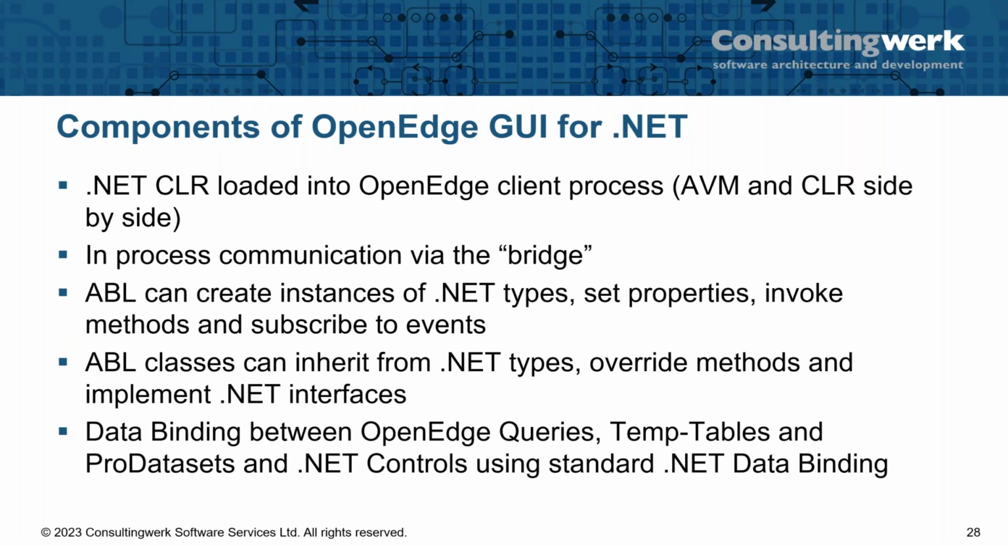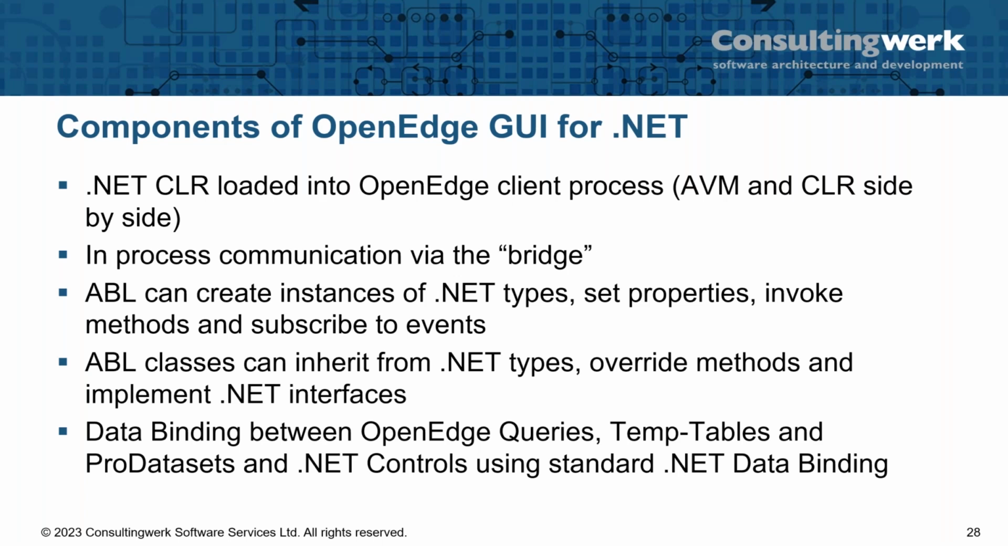What are the components of the support for .NET? Well, the .NET runtime, the CLR, Common Language Runtime, is loaded into the OpenEdge client together with the AVM, the ABL virtual machine. So you have the two virtual machines in one process, and Progress established an inter-process communication called the bridge. It's not based on any messaging, not based on any network protocols. It's in process for best performance. The ABL can create instances of .NET types or classes, set properties, invoke methods, subscribe to events, much as if those were ABL classes.